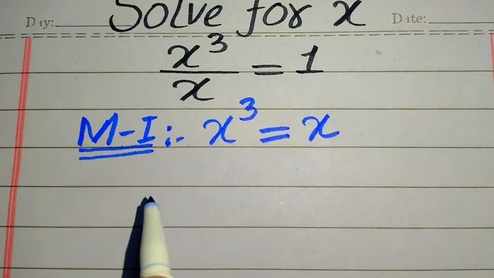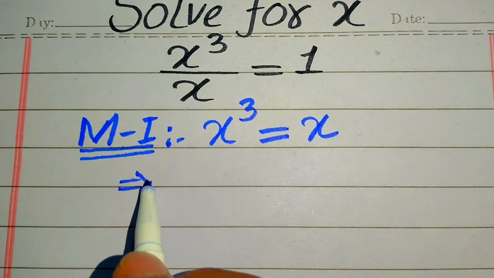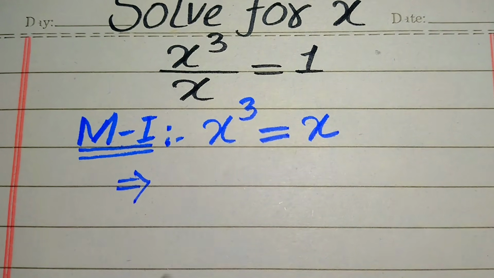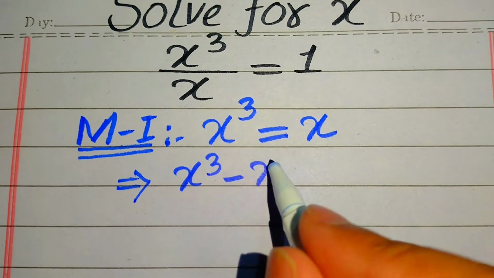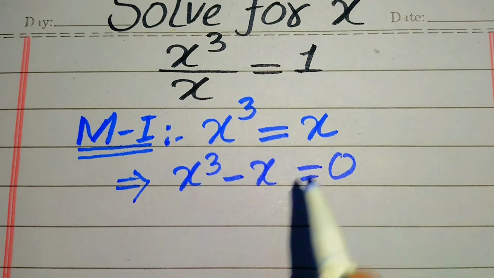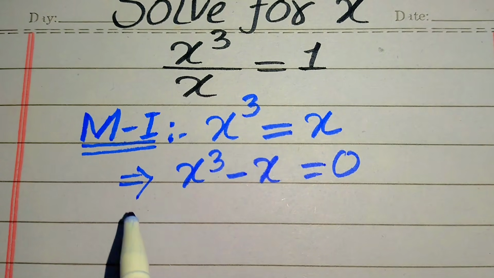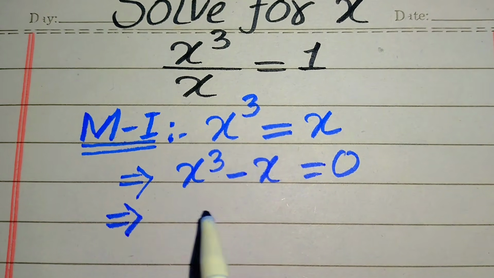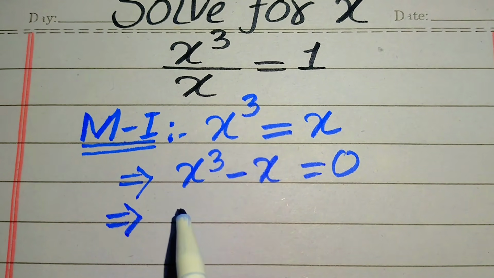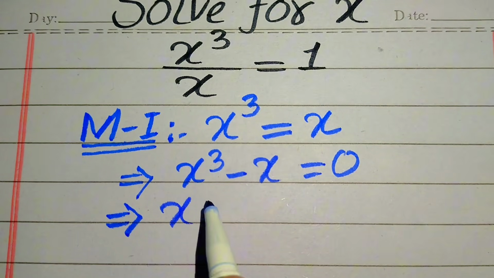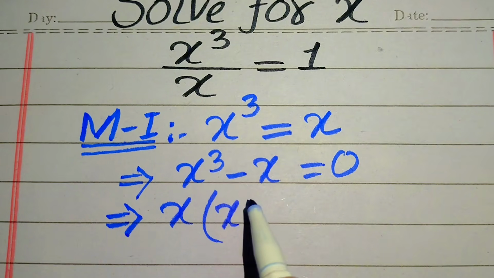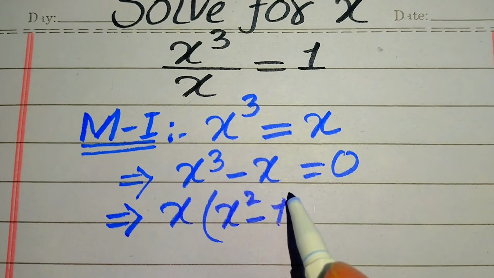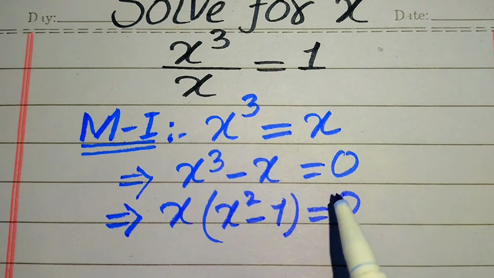And now in the next step we need more simplification. We move x from the right hand side to the left hand side, and we obtain x cubed minus x, and this whole equation is equal to 0. Now you see that both of these terms involve x, so we take x common, and the remaining part is x squared minus 1 is equal to 0.